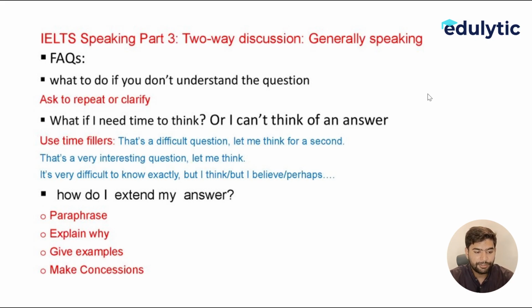You can simply ask your examiner to repeat the question for clarity. And the other question which is normally asked by students is, what if I need time to think of an answer? So use time fillers. Yeah, you can think about it, but you should not stay silent. You can use phrases like, that's a difficult question, or let me think for a second, or that's a very interesting question, or it's very difficult to know exactly, or but I think, but I believe, perhaps. These are the phrases which you can utilize to buy time and plan the relevant answer to the question being asked in your exam.